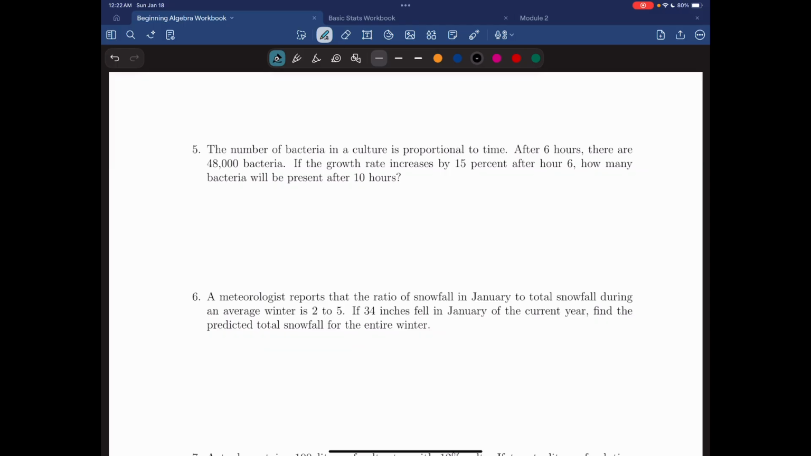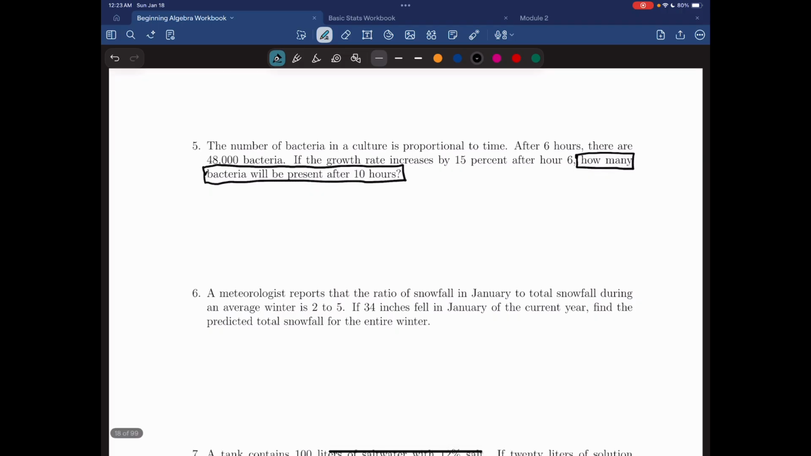So let's first start by boxing the question. Whenever you have problems that are a little bit more involved, I really encourage you to box the question so that way the question really jumps out to us and it's very clear what's being asked. And then I encourage you to also underline important information. So we know after 6 hours specifically, there are 48,000 bacterial cells.